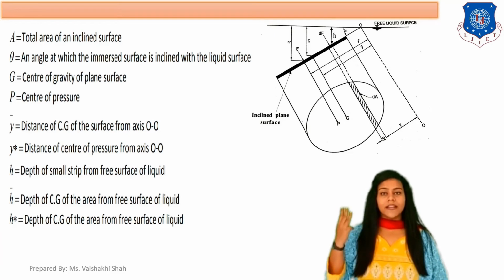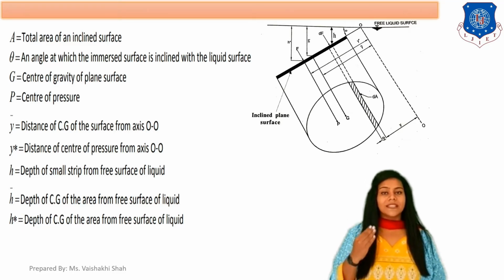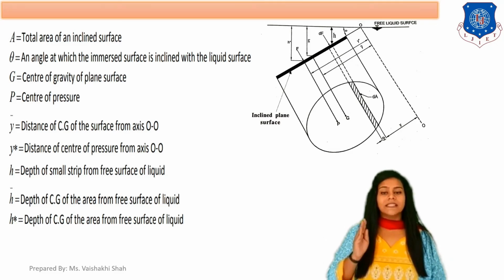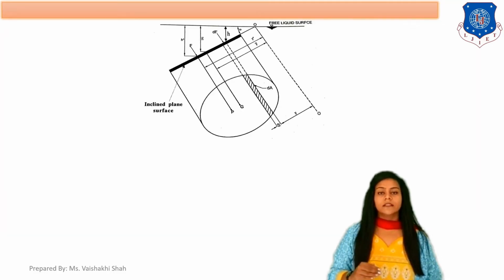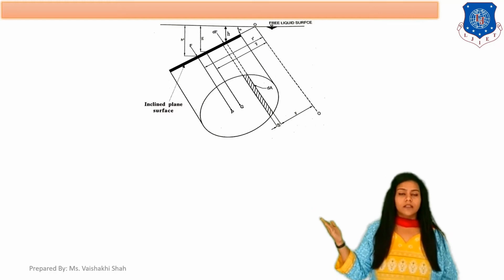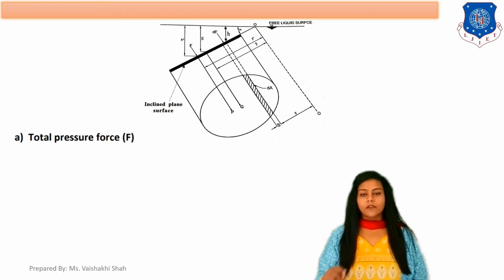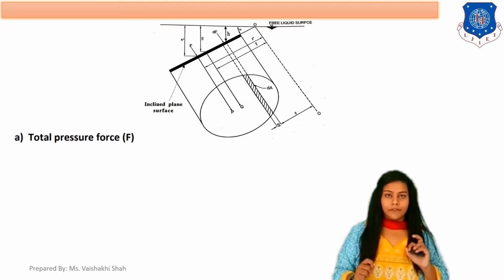And h is the depth of a small strip from the free surface of the liquid. Here h bar is the depth of CG from the free surface of the liquid, and h star is the depth of CP from the free surface of the liquid. Now, again this is your inclined immersed surface. The first step is to find the total pressure force, which we indicate as F.